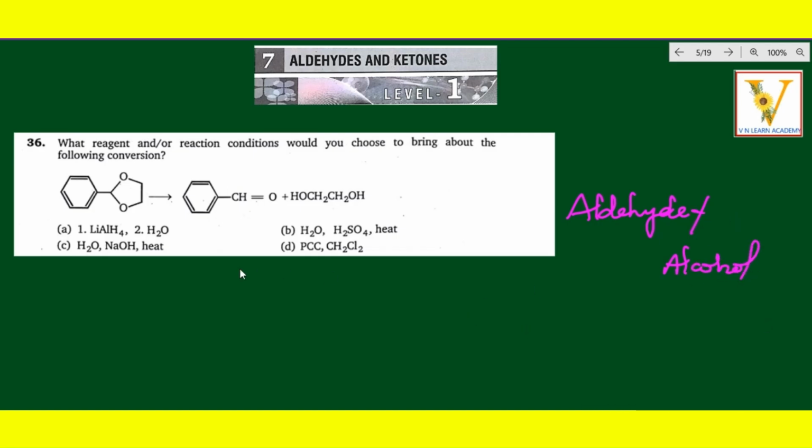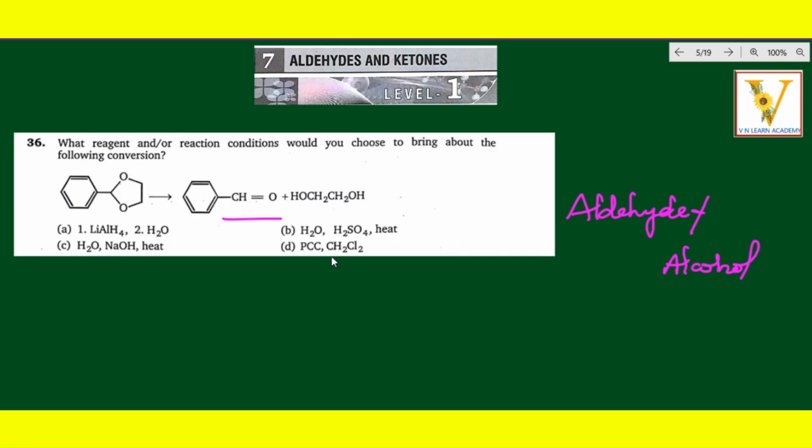Which reagent are we using to get that product? That is the question. Now, the first one, lithium aluminum hydride, is a reducing agent. Option B is acid catalyzed, because it is H2O along with H2SO4, so water hydrolysis, like acid hydrolysis. The third one is basic medium, H2O with NaOH while heating. And the last one, PCC, is a mild oxidizing agent.